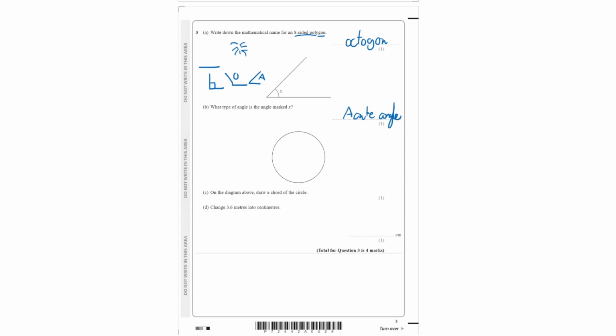On the diagram above, draw a chord of the circle. Now, a chord is a line which does not go through the middle, so we can draw any line here as long as it doesn't pass through the middle.